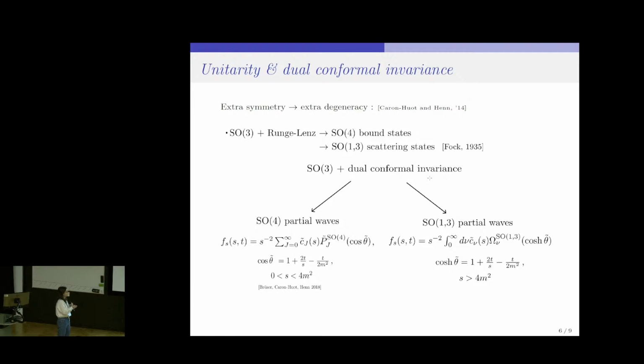So our case is actually a relativistic generalization of this. So we have to take our SO(3) symmetry and we combine it with dual conformal invariance. And this allows us to expand the imaginary part of the amplitude. Instead of using SO(3) partial waves, we are going to use these enlarged symmetry groups. So SO(4) partial waves on the bound states when S is between 0 and 4m squared, and SO(1,3) partial waves on the cut. So this is a new, let's say, enhanced version of unitarity. And this will be, as you will see in the bootstrap, stronger than the usual SO(3) unitarity.